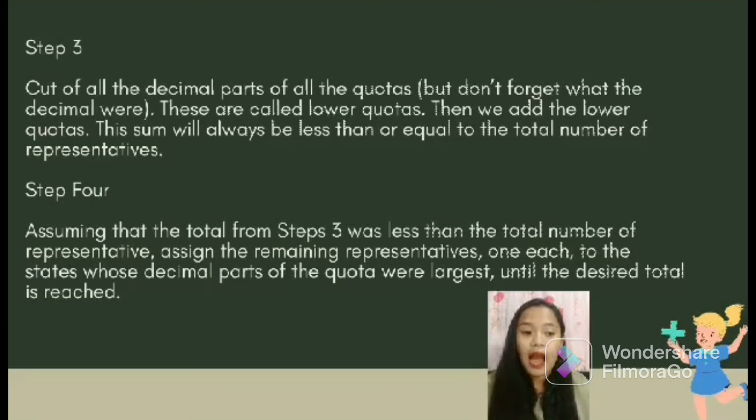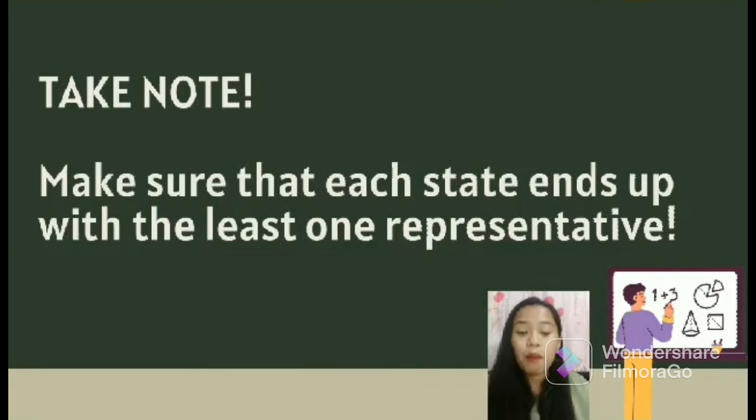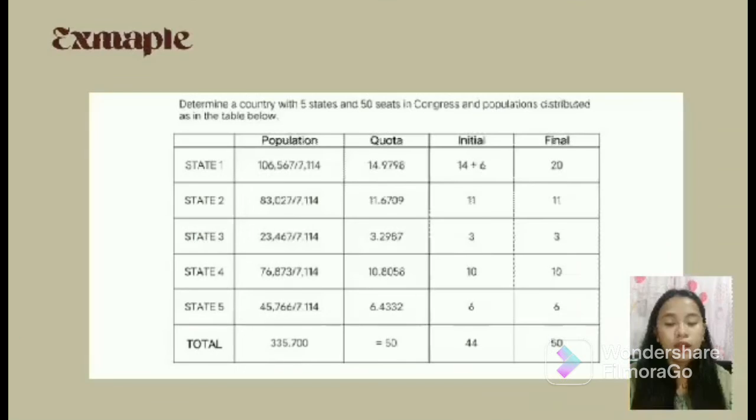Step 4. Assuming that the total from step 3 was less than the total number of representatives, assign the remaining representatives one each to the states whose decimal parts of the quotas were largest until the desired total is reached. But take note, make sure that each state ends up with at least one representative. Now, we will try to solve using Hamilton's method.